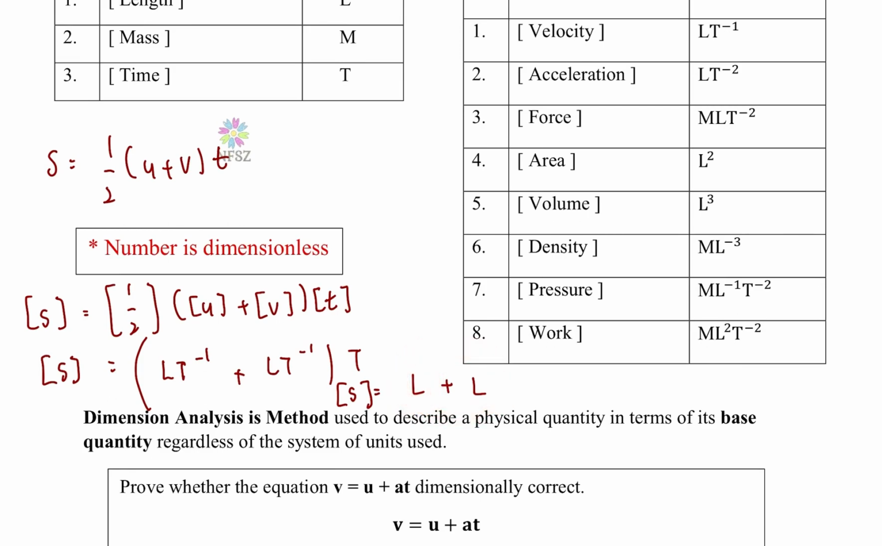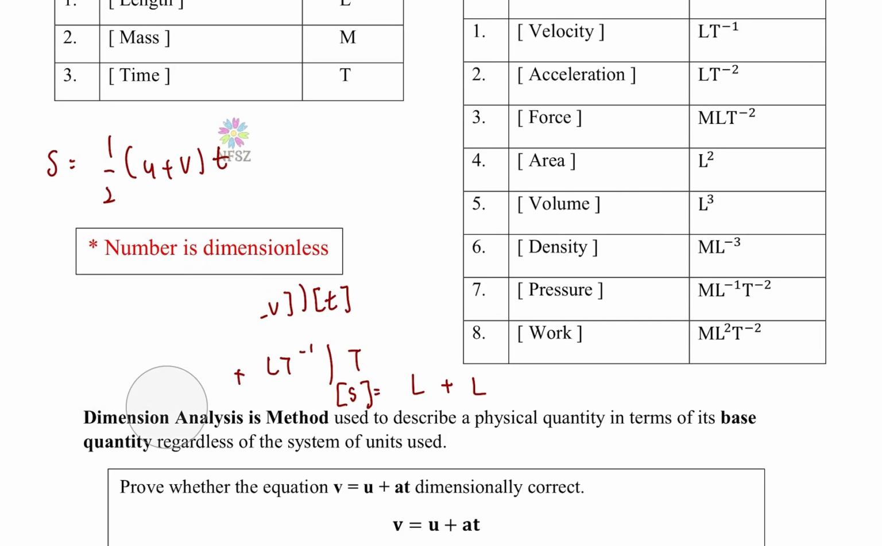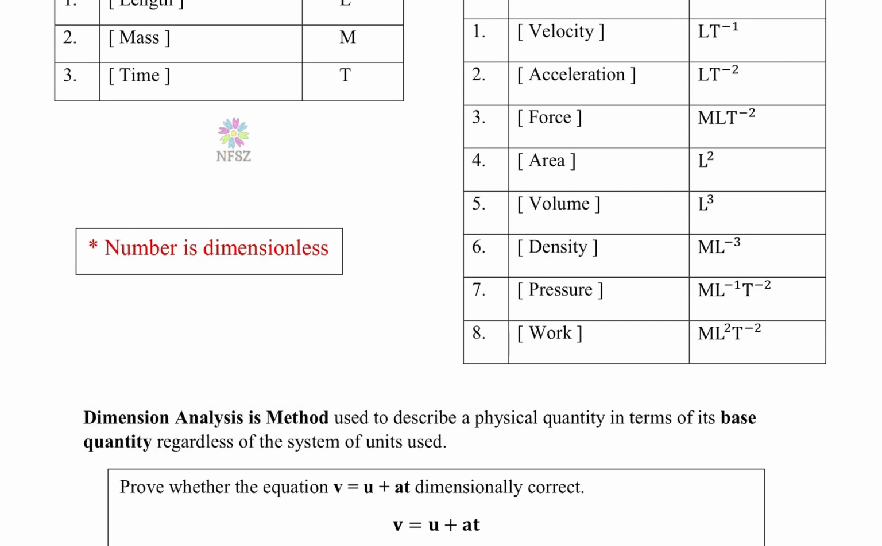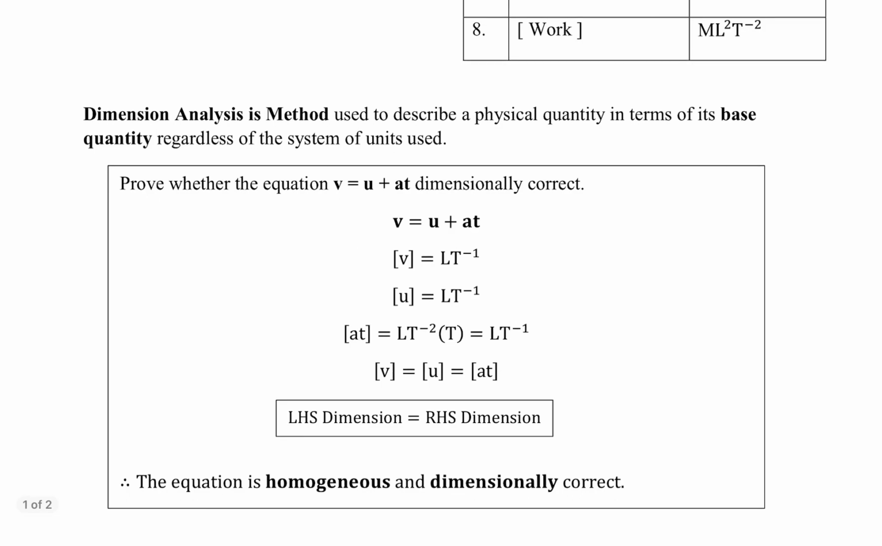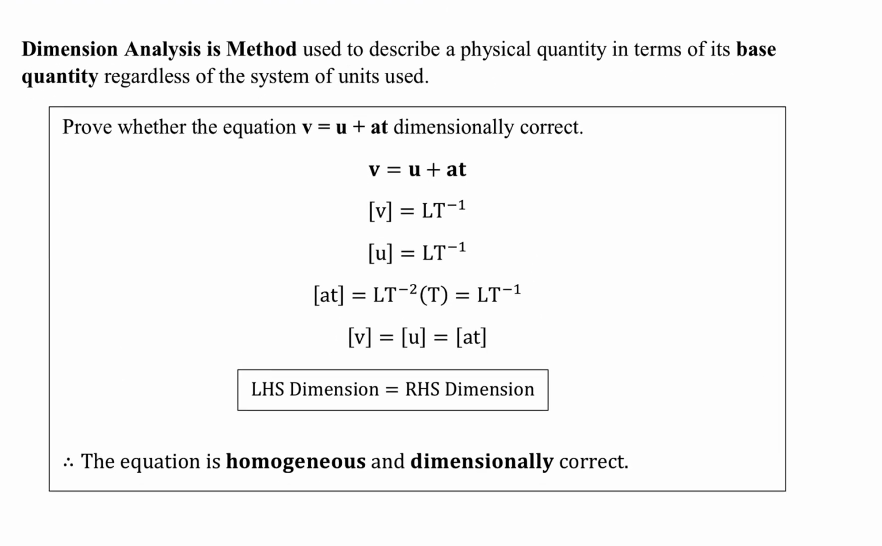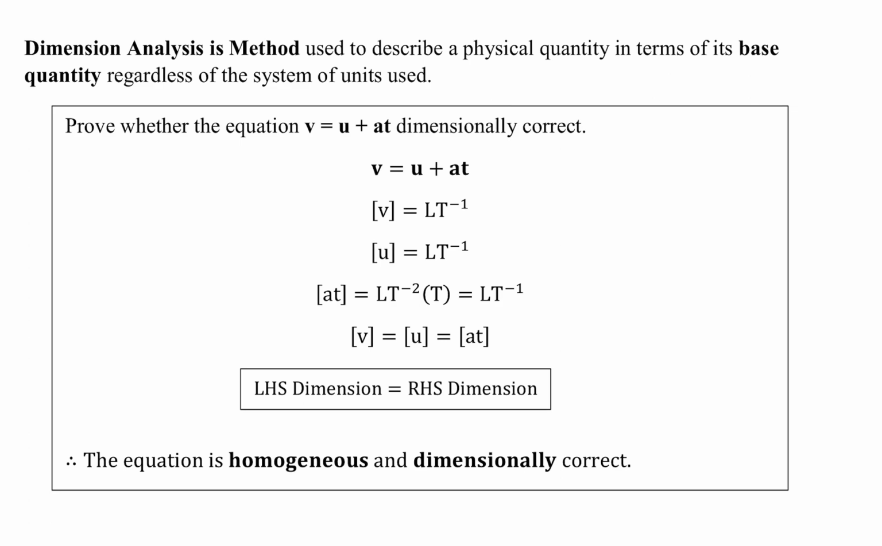The next one is dimension analysis. Whenever people come up with an equation, they have to check using dimension analysis to ensure that the equation is correct. Dimension analysis is a method used to describe a physical quantity in terms of its base quantity, regardless of the system of unit used. So we don't look at the unit they are using; we look only at the quantity. For example, we have the equation V equal to U plus AT.